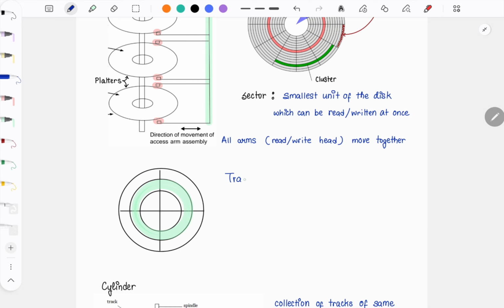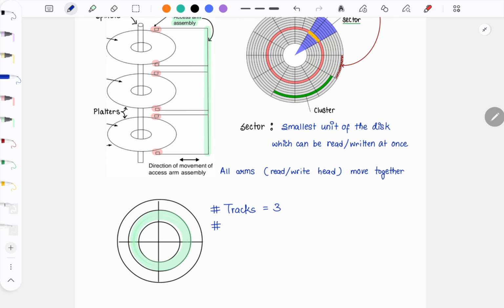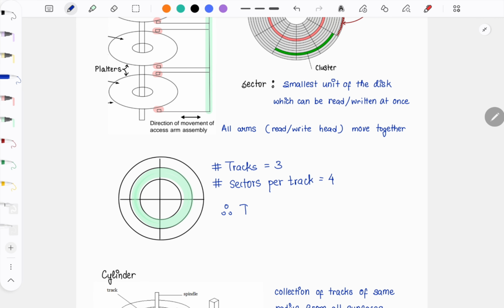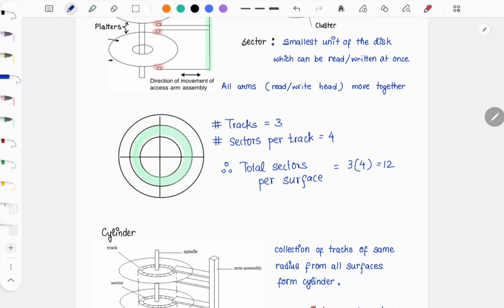So the number of tracks is 3, number of sectors per track equals 4. So total sectors per surface is 12. As we also know that behind this platter there is another surface, so for one platter we will have 24 sectors.